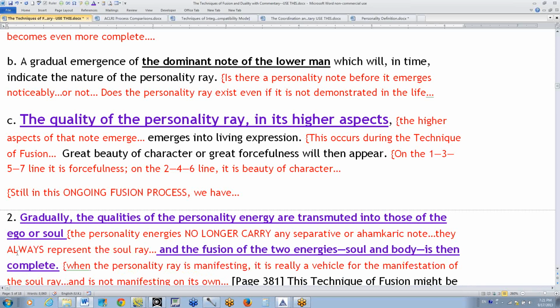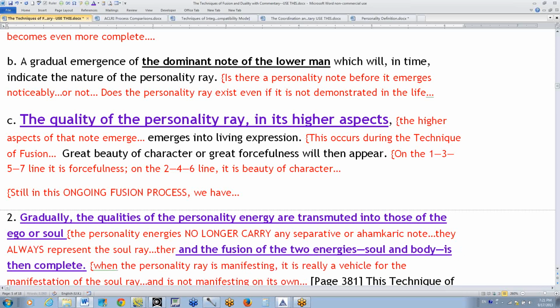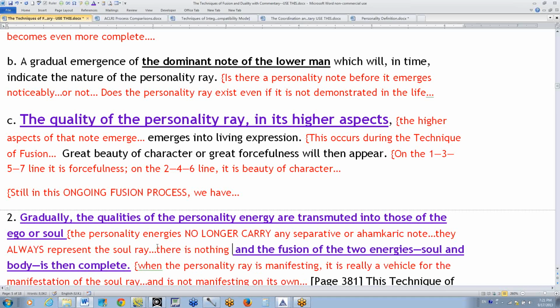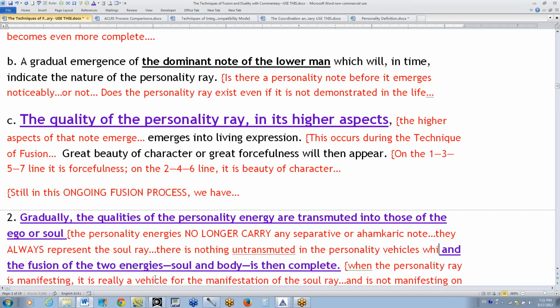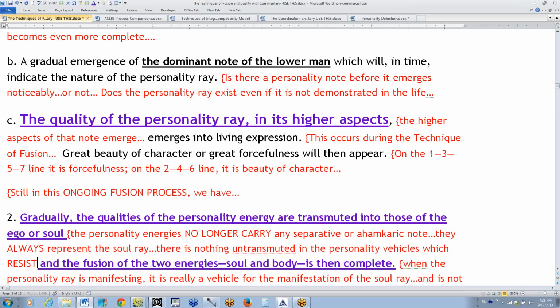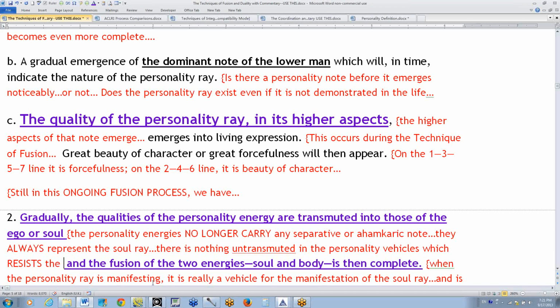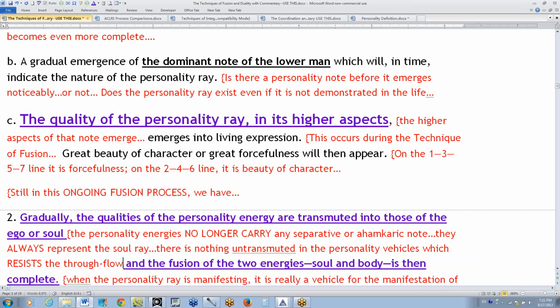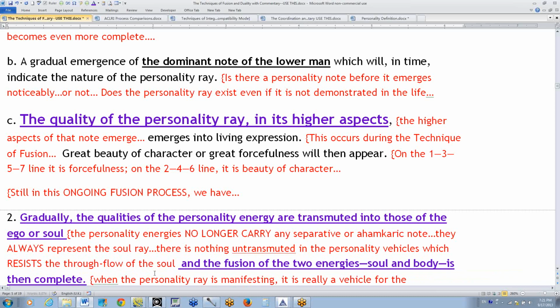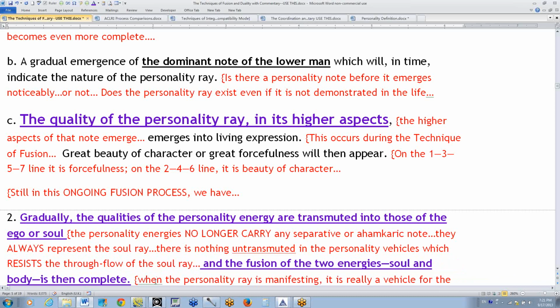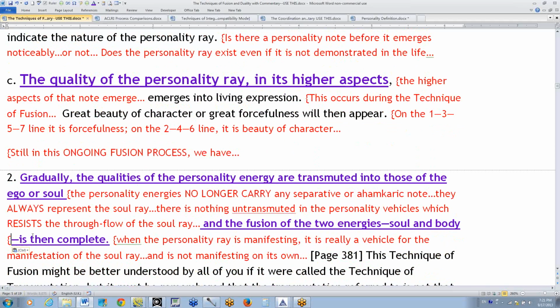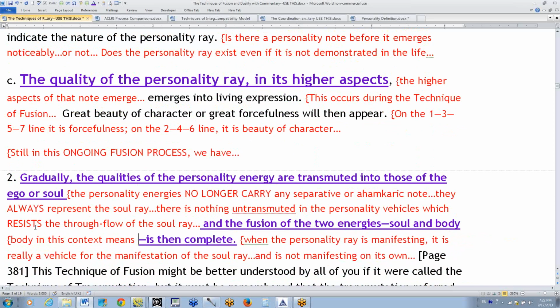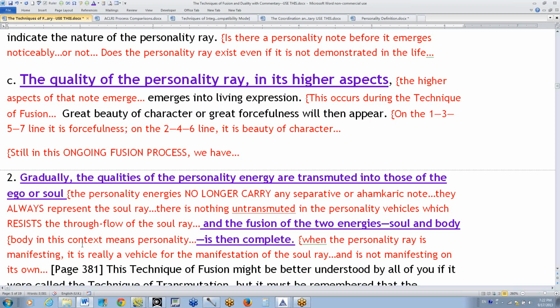And let's just say there is nothing untransmuted in the personality vehicles which resists the through flow, or the flow through, of the soul ray. And the fusion of the two energies, soul and body. Body here means personality, right? Body, in this context, means personality, is then complete.